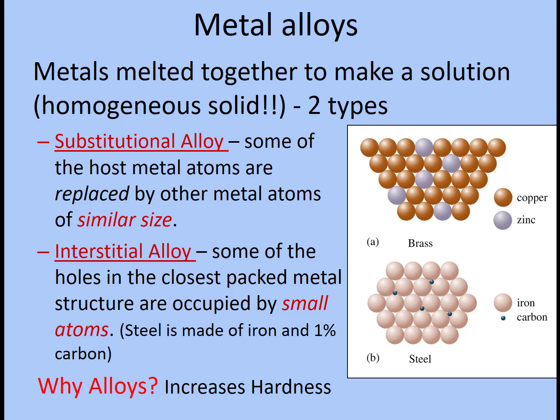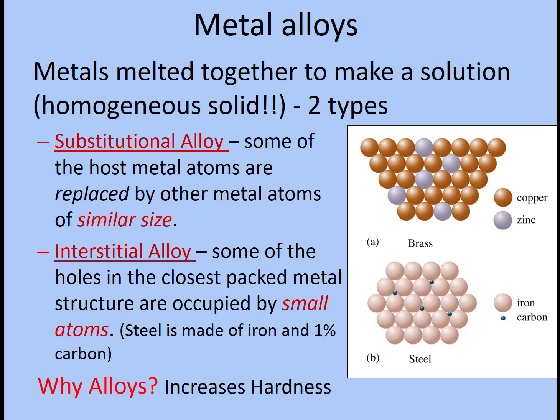An interstitial alloy, this is when some of the little spaces in between those metal cations are filled with a smaller atom. And it could be carbon, it could be boron, so something that's really, really small and can fit in that space. And why alloys? Because it increases the hardness.